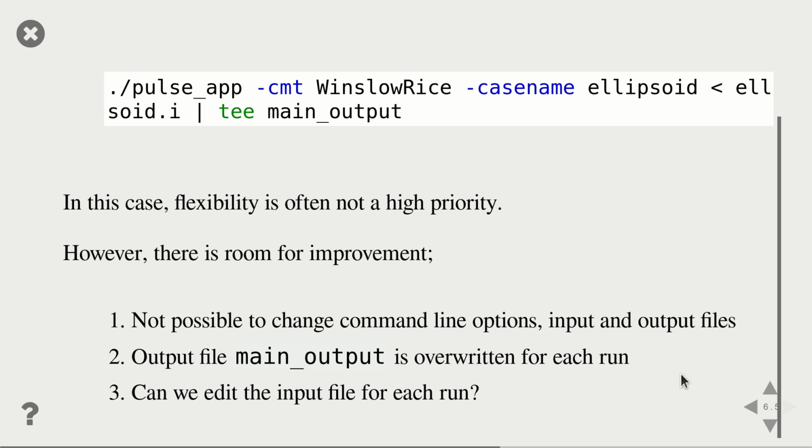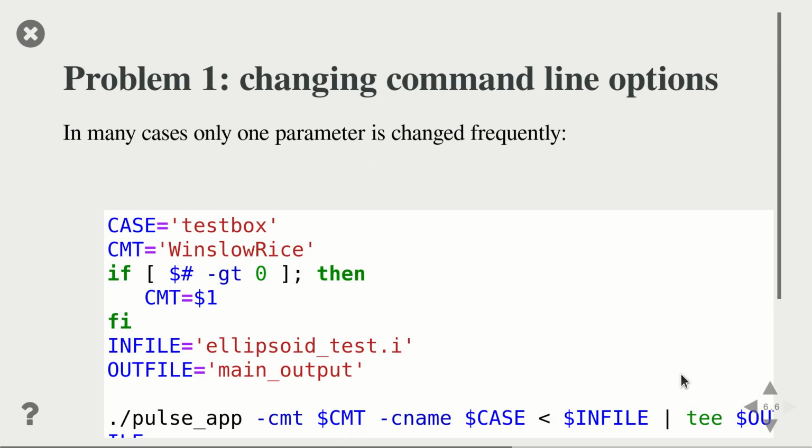And then this ellipsoid.i can't really be controlled through my program. It's just a hard-coded file as well at the moment. So it would be nice to be able to generate a suitable ellipsoid.i file depending on command line arguments that I pass to my script. So these are the three limitations that we want to address.